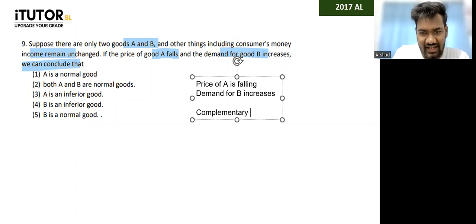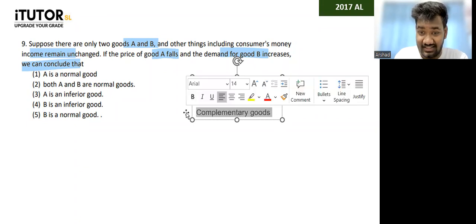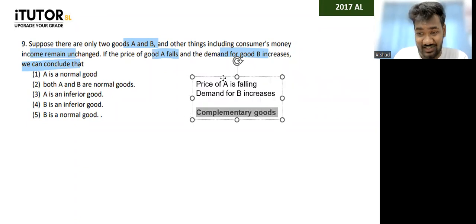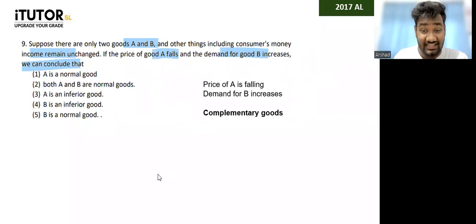Can you see anywhere in the answers where they have mentioned that A and B are complementary goods? They have not mentioned that. So this is not what they want from this question. It's a very interesting story, so listen very carefully, guys.